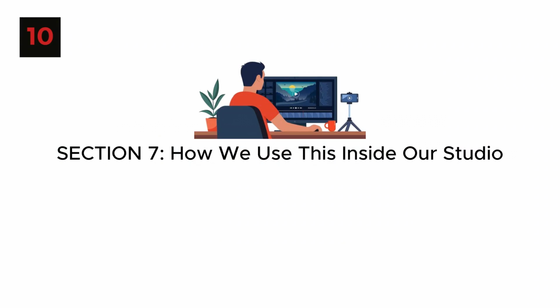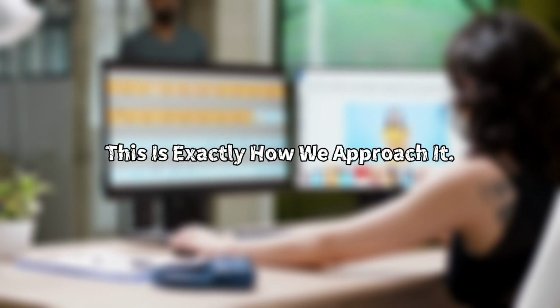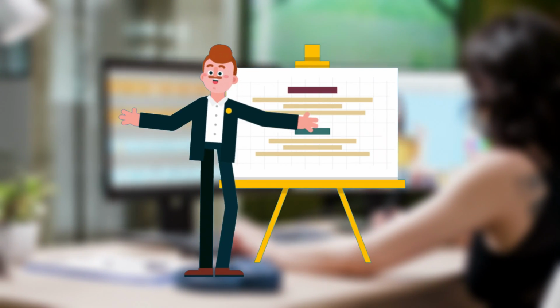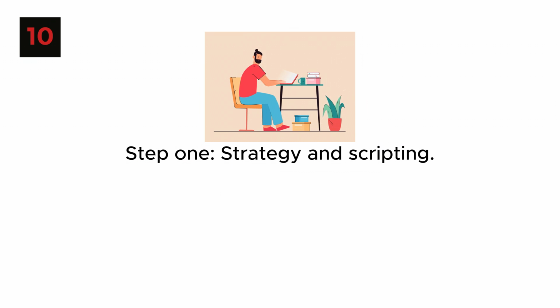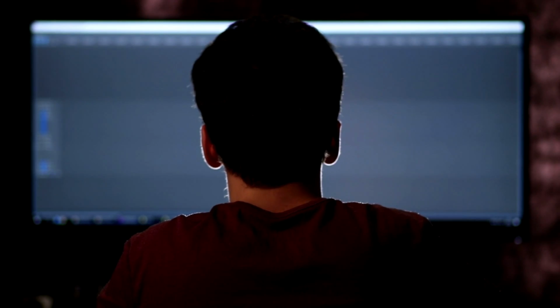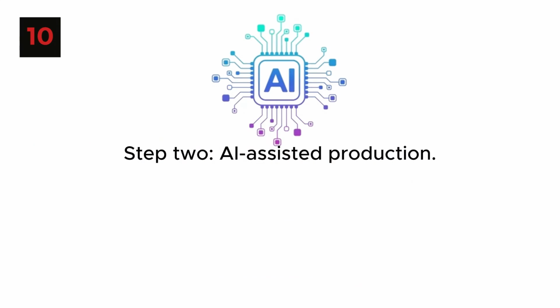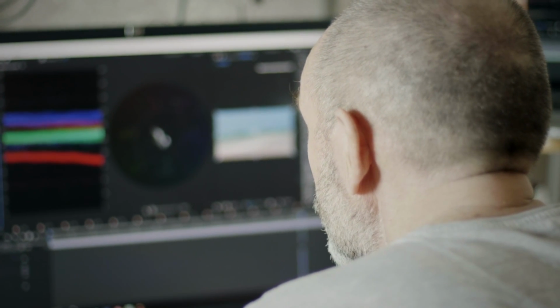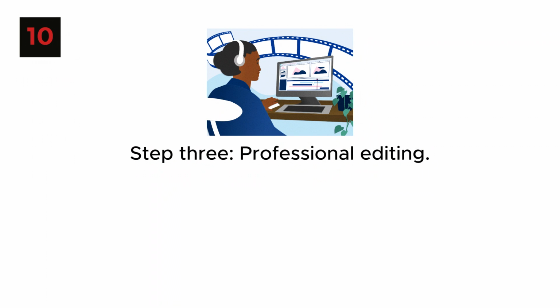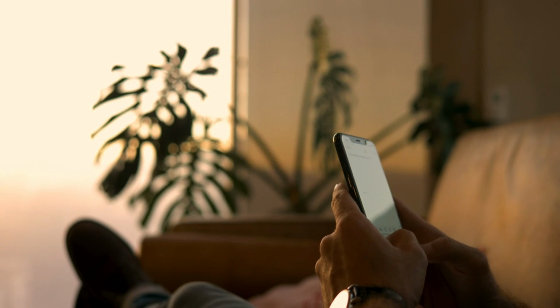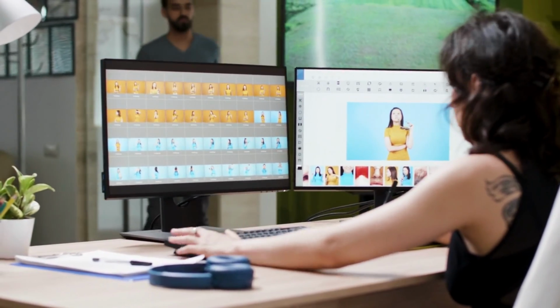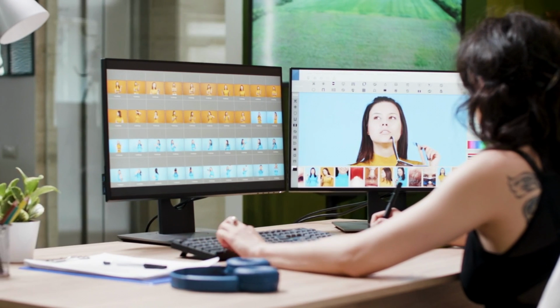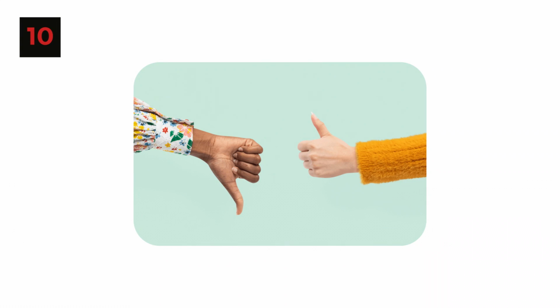Section 7. How we use this inside our studio. Inside Beep 10 Studio, this is exactly how we approach it. Workflow breakdown. Step 1. Strategy and scripting. We don't just generate random visuals, we build a narrative. Step 2. AI-assisted production. We use tools like Pika Labs for B-roll, concept visuals, and scene enhancement. Step 3. Professional editing. This is where most people underestimate the process. We refine pacing, add sound design, transitions, color grading, because that's what separates average content from premium content.